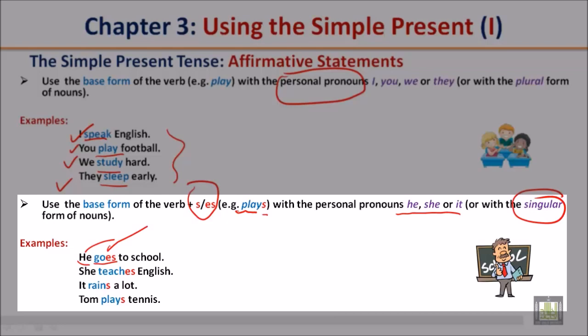She teaches English. Teach is the base form. You add the es, and the personal pronoun is she. It rains a lot. Tom plays tennis. Two other examples that are similar, but with these, only the s is added.